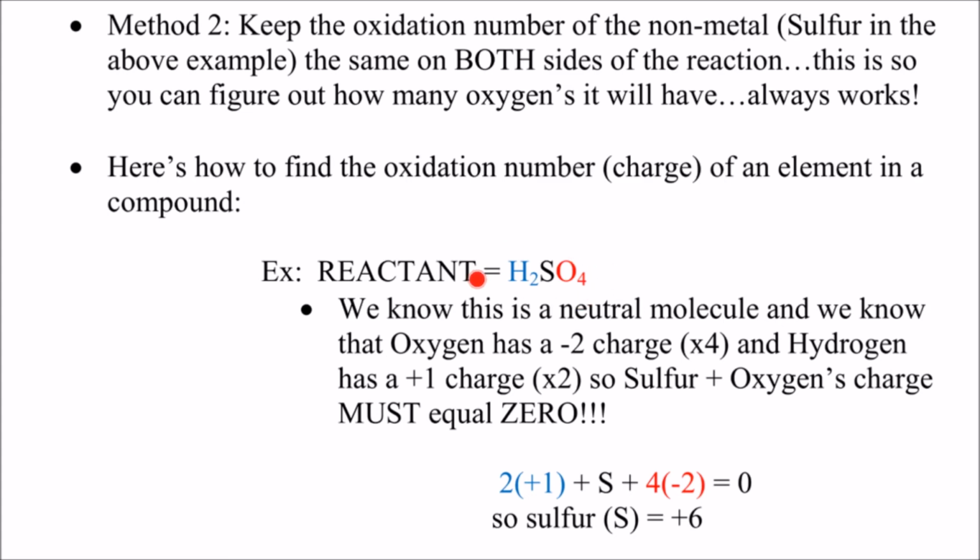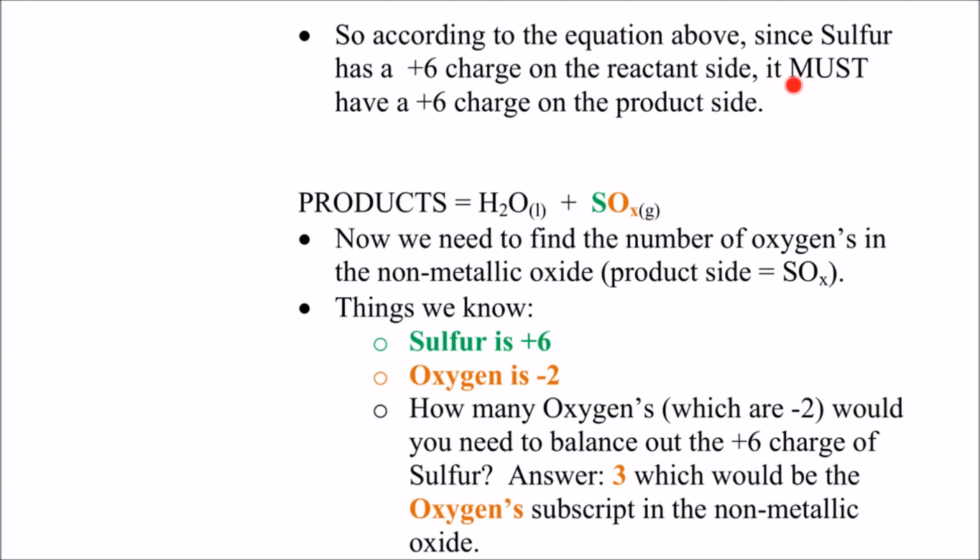Okay, so again, we know this is a neutral molecule and we are trying to find the oxidation state for sulfur. So we know hydrogen is a +1 charge and that there's two of them. We don't know sulfur, so we leave it as sulfur. We know that oxygen has a -2 charge and there are four of them. So 4 times -2 is -8 plus +2 is -6. Now in order to solve for sulfur, we would need to add 6 to both sides. That means that sulfur has an oxidation state of +6. So it also has to have an oxidation state of +6 on the product side as well.